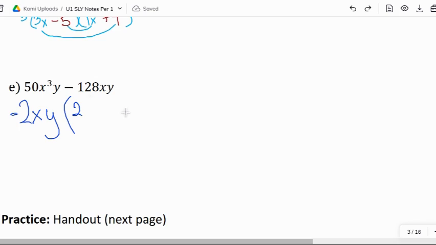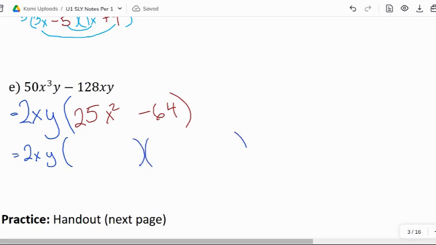Well, I get 25x squared minus 64. Oh, Miss Sly, you tried to trick us. How will I factor this? Come on, come on. What's it called? Difference of squares. Say it out loud. Be proud. You got it.